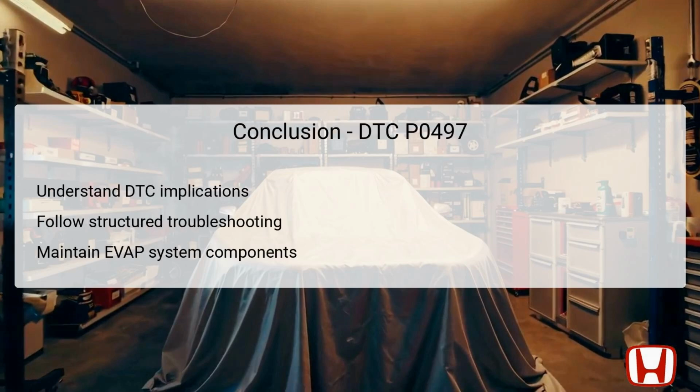In conclusion, DTC P0497 relates to low purge flow within the EVAP system, which can impact vehicle performance and emissions. Recognizing the significance of this code is essential for timely repairs and adherence to environmental standards. By following a structured troubleshooting guide, mechanics can pinpoint issues effectively, ensuring that each component is functioning as intended.